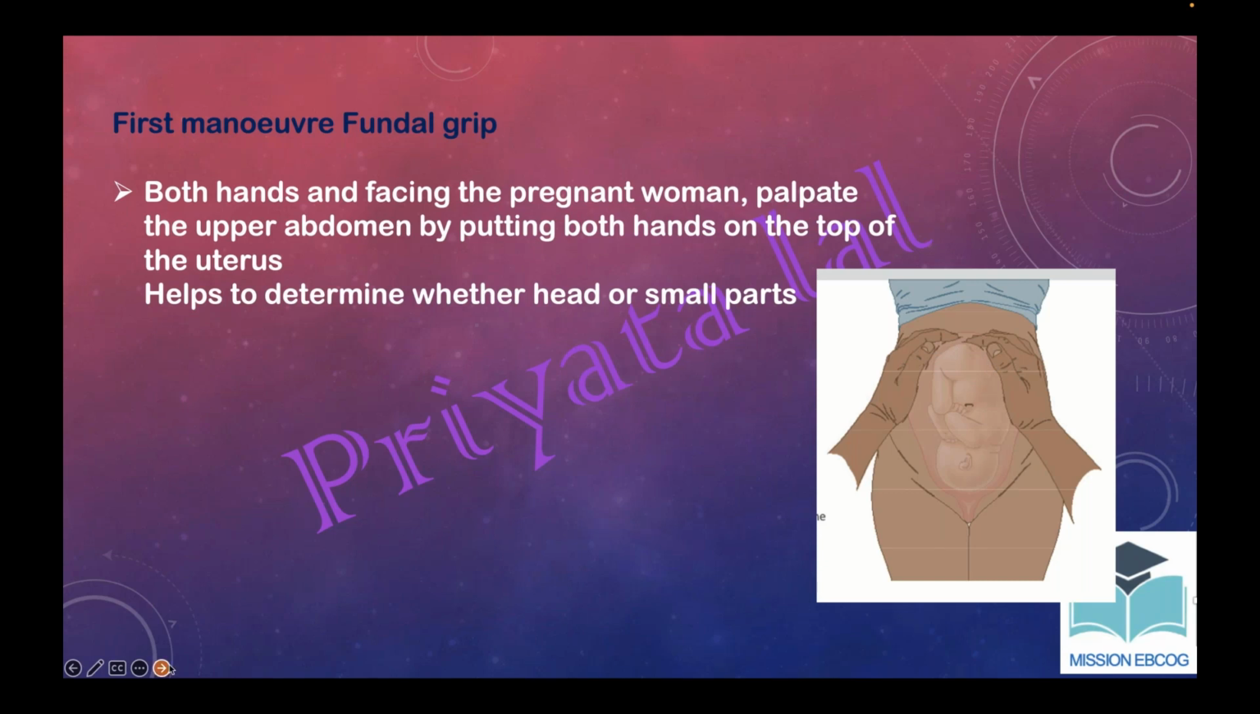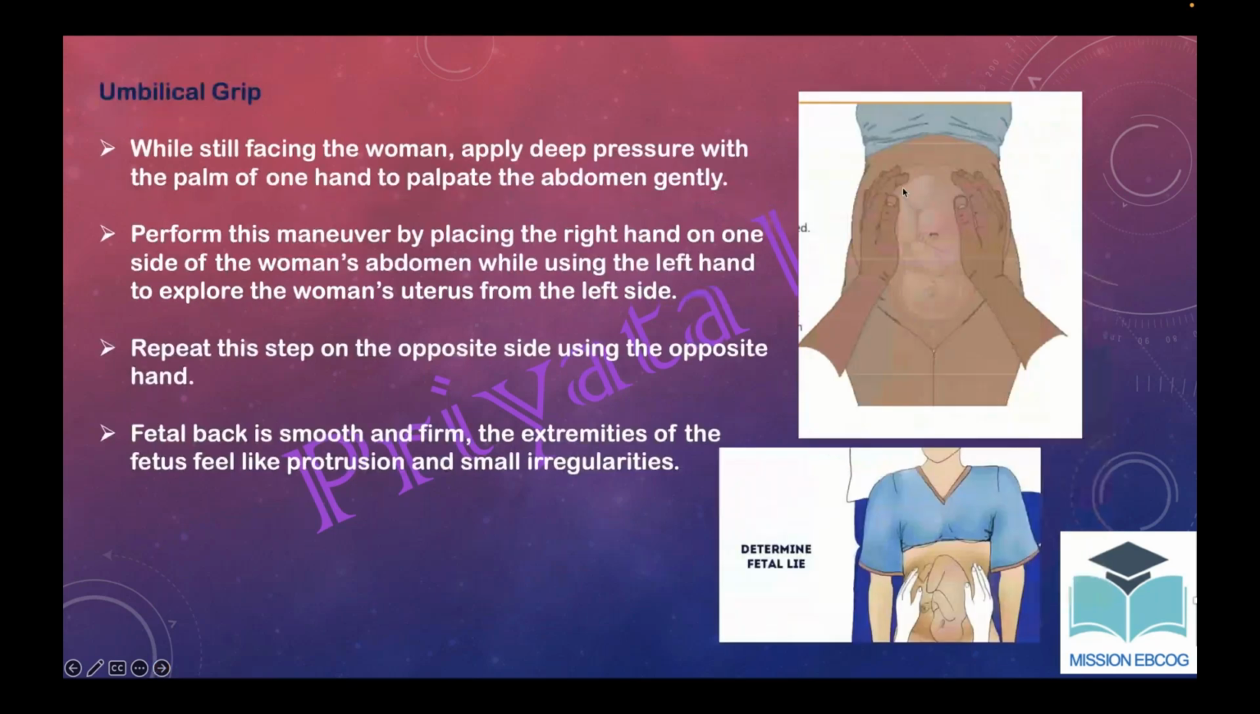Then you move to the second maneuver, that is the lateral grip or umbilical grip. It usually helps to find out the lie. Again, in this maneuver, you are looking at the face of the patient. Apply deep pressure with one palm on one side, whereas on the other side you are just palpating.